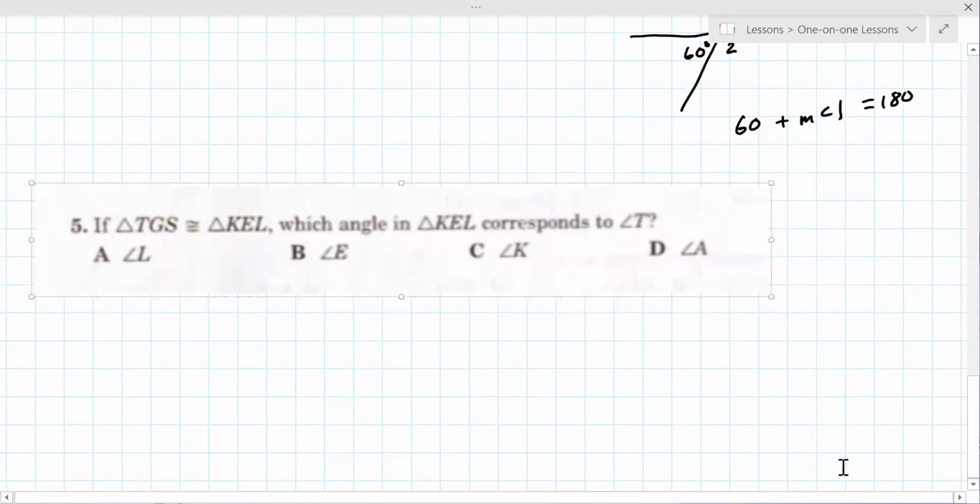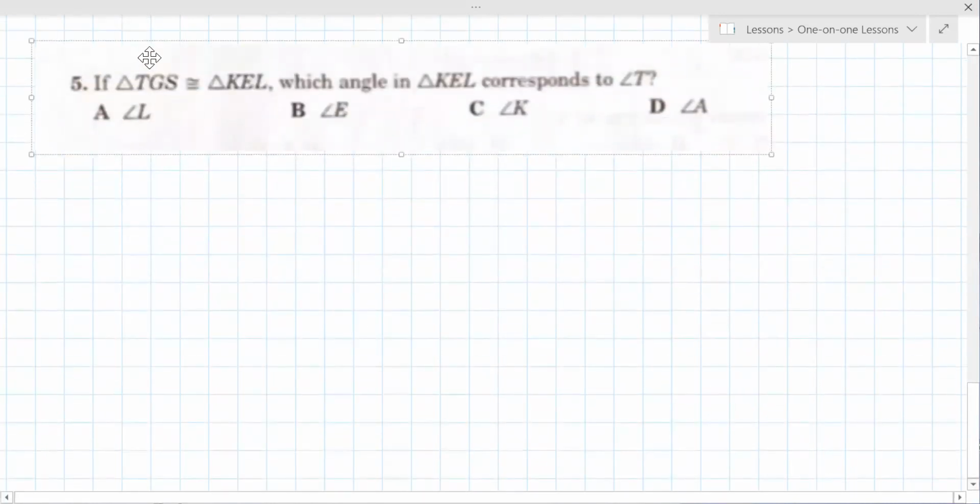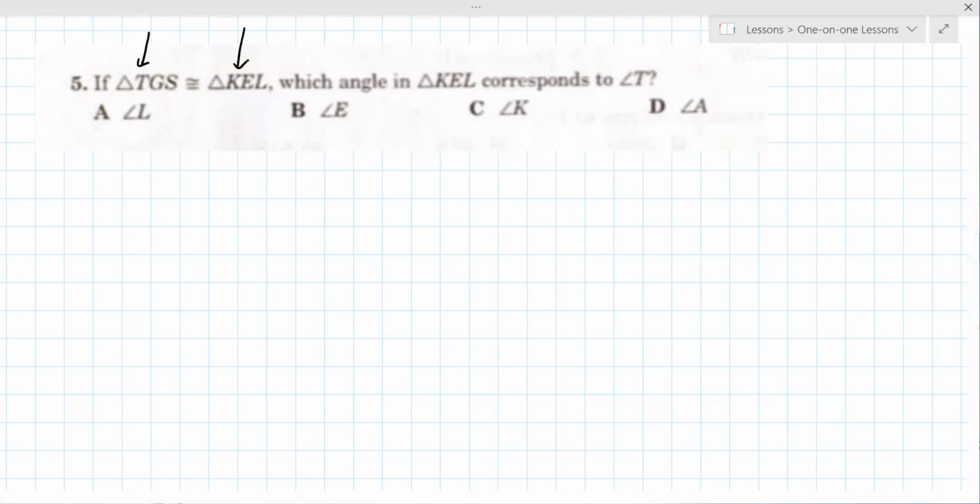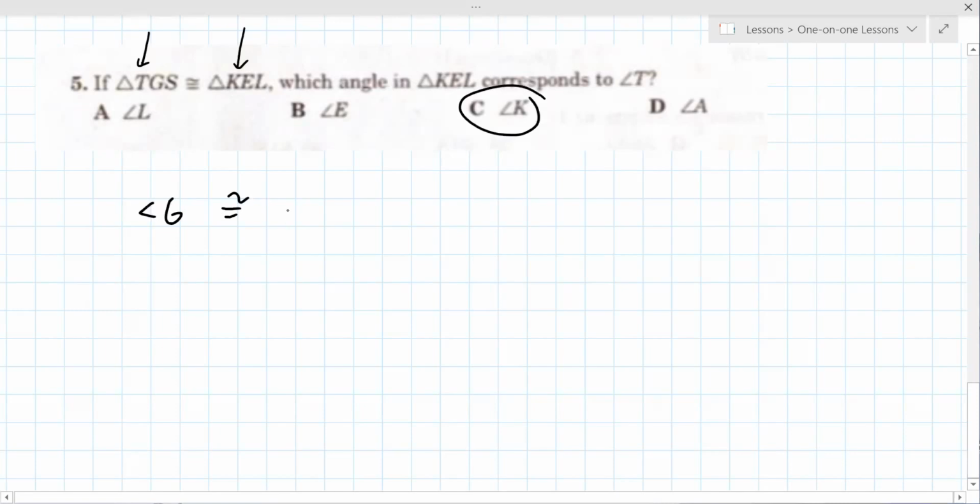Okay, so one way to do this is to draw two triangles. Another way is to match up where T is. So T is the first letter, so it corresponds to the first letter there. That means that it has to be PK. So like angle G and angle E are the same, angle S and angle L are the same. And then you can also do this with sides as well.